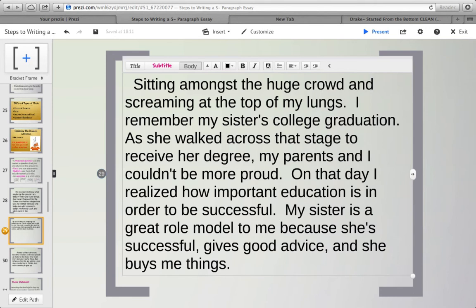So let me see. Sitting amongst a huge crowd and screaming at the top of my lungs, I remember my sister's college graduation. As she walked across the stage to receive her degree, my parents and I couldn't be more proud. On that day, I realized how important education is in order to be successful. I like that. That's really good. And in our thesis statement, my sister is a great role model to me because she's successful, gives good advice, and she buys me things. Good. I like it. Love it.